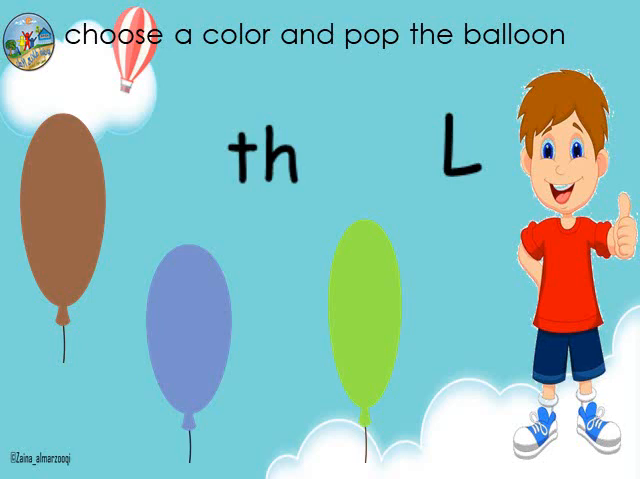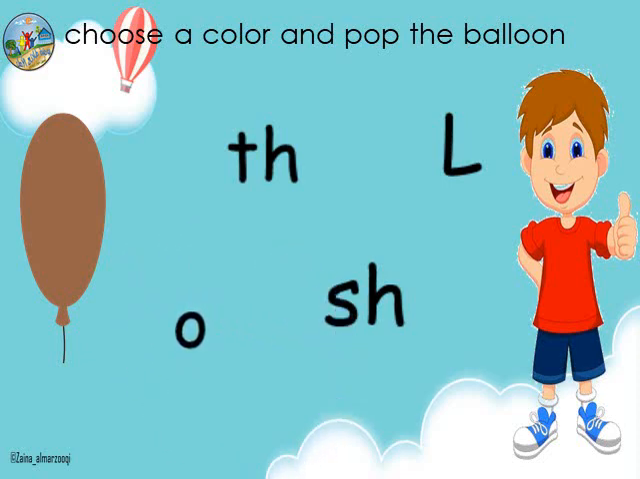Okay, now green balloon. So what letter is it? Okay, now this balloon. It's a small O. The last one. Capital Ra. Okay, good job.